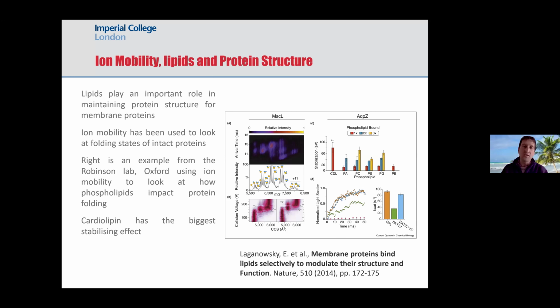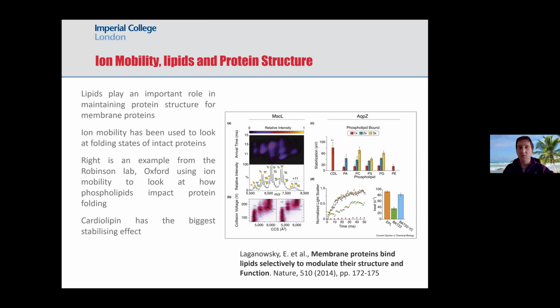You can then dope in different lipid species here, and the one to point you to is cardiolipins, which is CDL over in this panel C over here, which gives you the most stability of these structures. And she was able to use this as an approach to show that cardiolipins bound to a particular protein of interest and increased its stability by measuring CCS values.